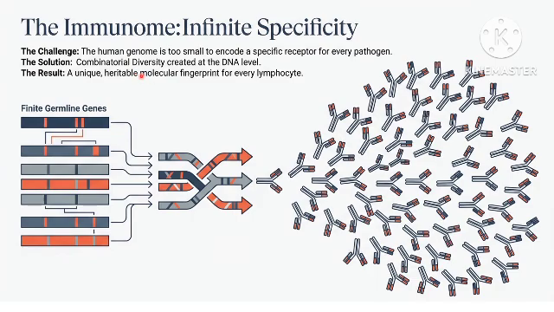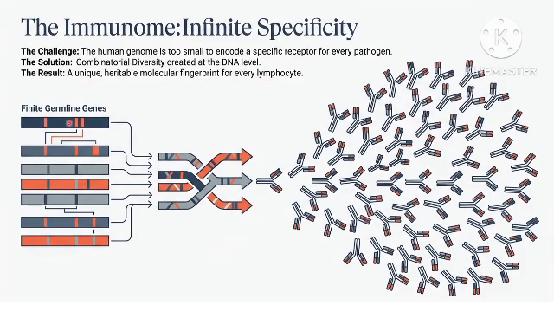As humans, we have a fundamental challenge: our genome is too small to encode a specific receptor for every pathogen that we are going to encounter. To solve this, nature has given a phenomenon called combinatorial diversity, which is created at the DNA level. As a result, a unique heritable molecular fingerprint for every lymphocyte is generated.